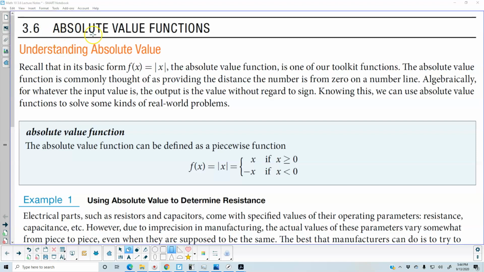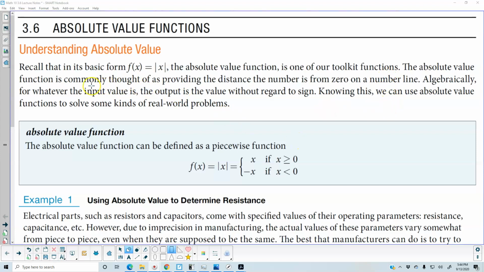Section 3.6, Absolute Value Functions. Understanding absolute value. Recall that in its basic form, f of x is equal to the absolute value of x. The absolute value function is one of our toolkit functions.